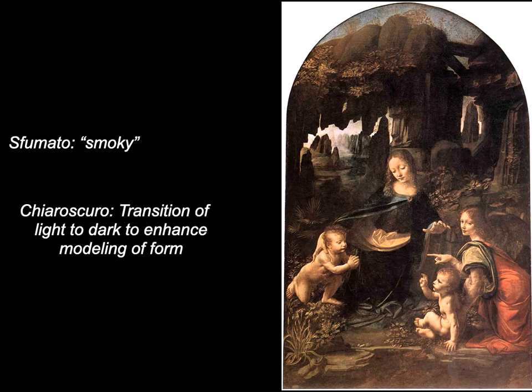The term sfumato refers to the glazing of semi-transparent layers on top of one another to create this almost kind of smoky look you can see throughout the composition, particularly in the negative space. We also see a real interest in chiaroscuro with the works of Leonardo da Vinci.